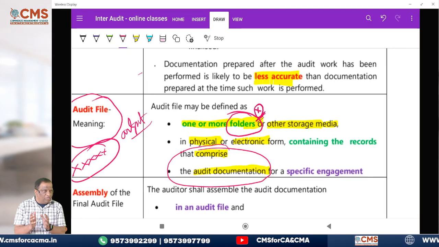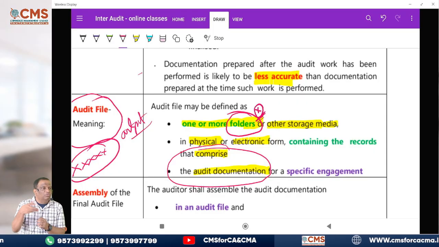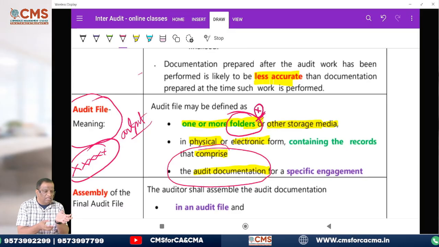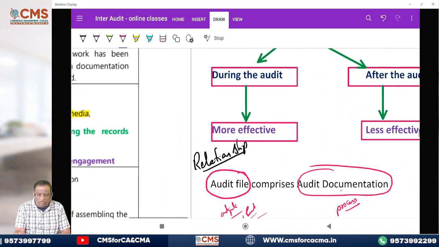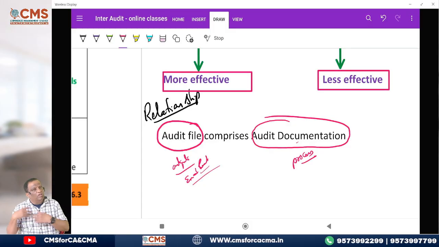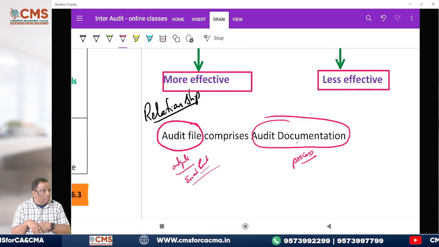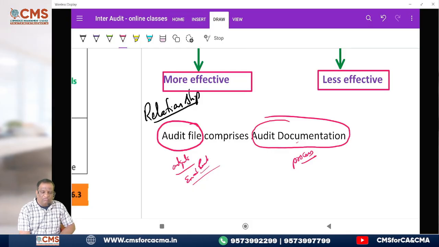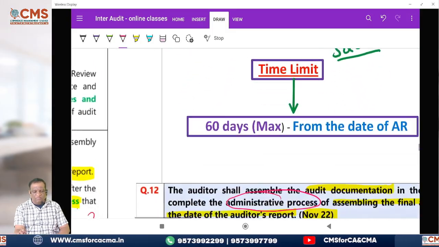So audit file is an output, documentation is a process. Whatever you gather, if you put it into one folder, whether an electronic folder or a physical folder like a file, it becomes my audit file. In that context, my audit file will comprise all the audit documentation that I've gathered. Audit documentation is the gathering of all that information, and if I put it in one place, in one folder, it becomes an audit file. So the audit file will comprise all audit documentation.